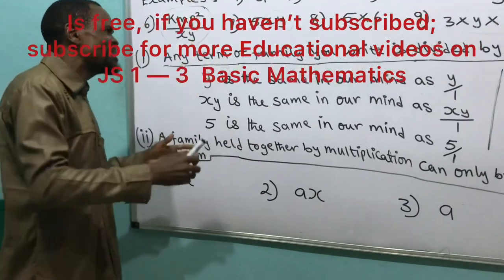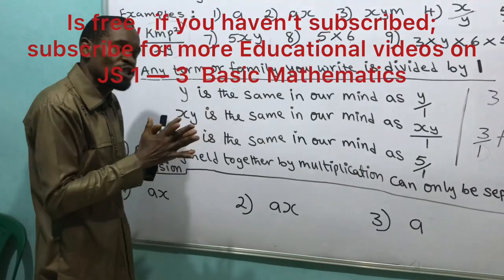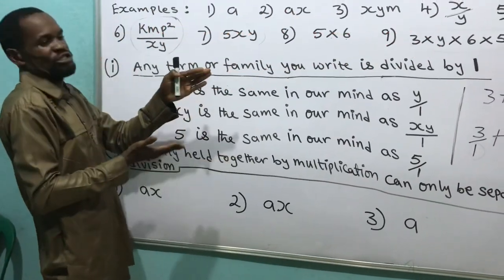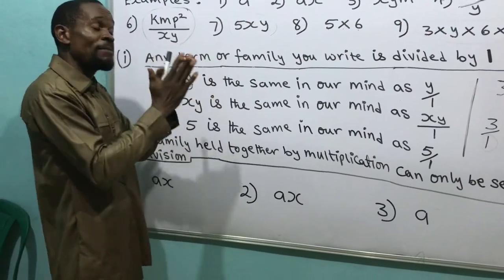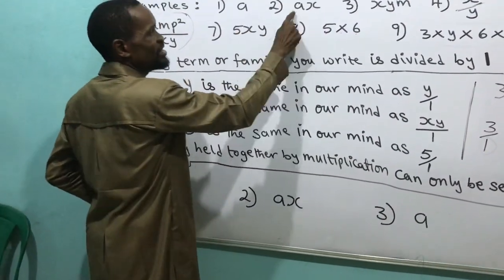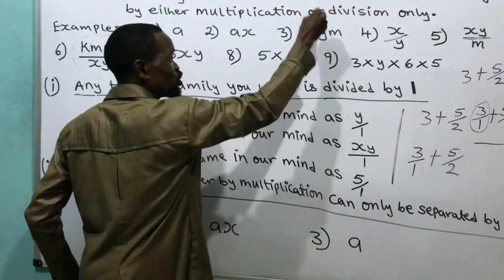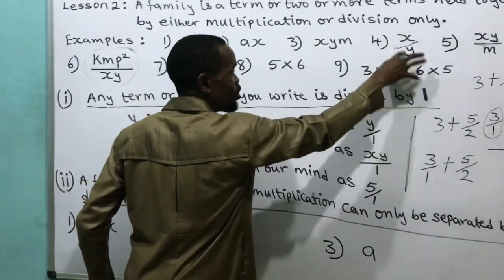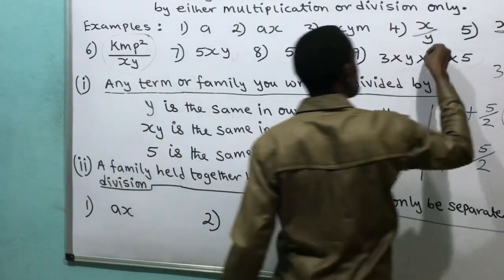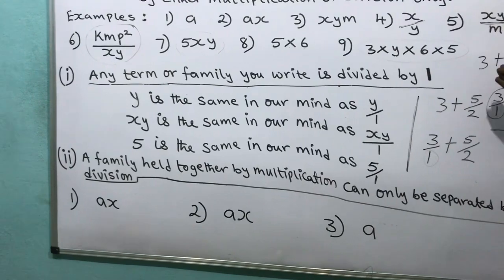If I have a family now, I told you that a family can be held together by what? Multiplication or division. These are the two things that can hold a family to be one, which we have already identified here. We said this is a family, this is a family. This becomes a family because multiplication holds all of them. This becomes one family because division holds all of them.